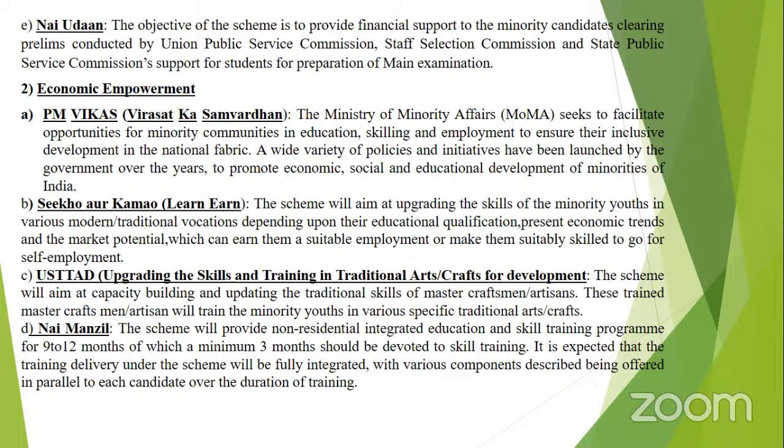C is USTTAD, that is, Upgrading the Skills and Training in Traditional Arts and Crafts for Development. The scheme will aim at capacity building and updating the traditional skills of master craftsmen and artisans. These trained master craftsmen and artisans will train the minority youth in various specific traditional arts and crafts. D is Nai Manzil. The scheme will provide a non-residential integrated educational and skill training program for 9 to 12 months, of which a minimum of 3 months should be devoted to skill training.